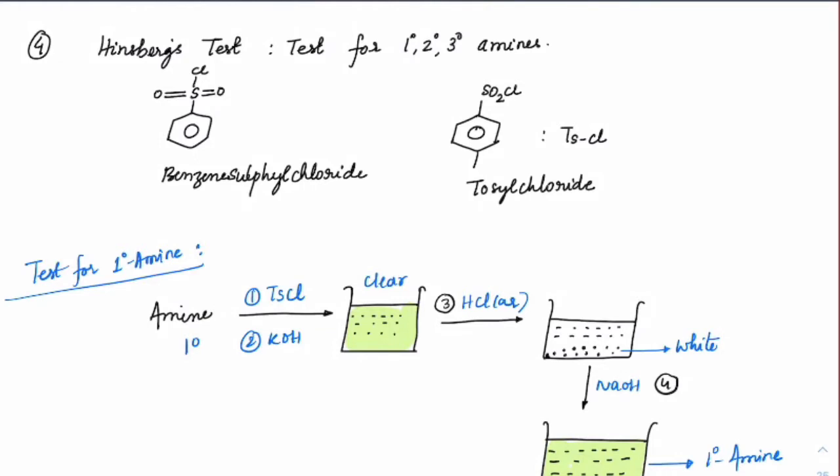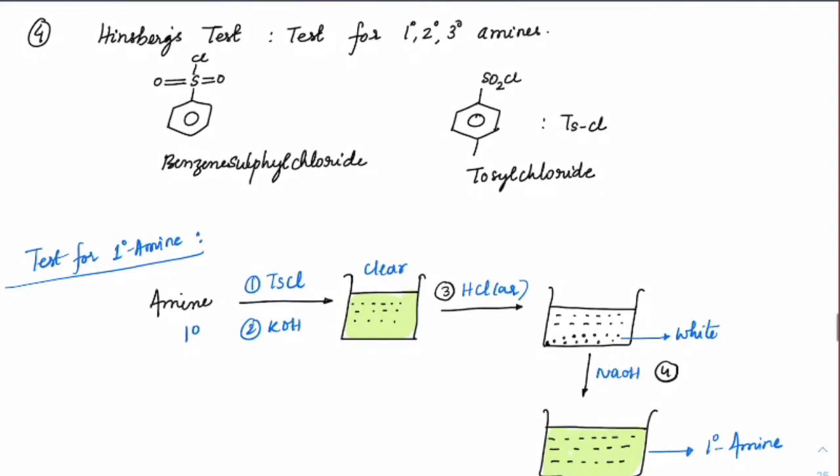So yesterday, the last thing we discussed was the Hinsberg test. Let me just repeat this once again, and then we'll go ahead with the other test. See, the Hinsberg test is for identifying primary, secondary, and tertiary amines. So for different amines, we have different things to be observed.